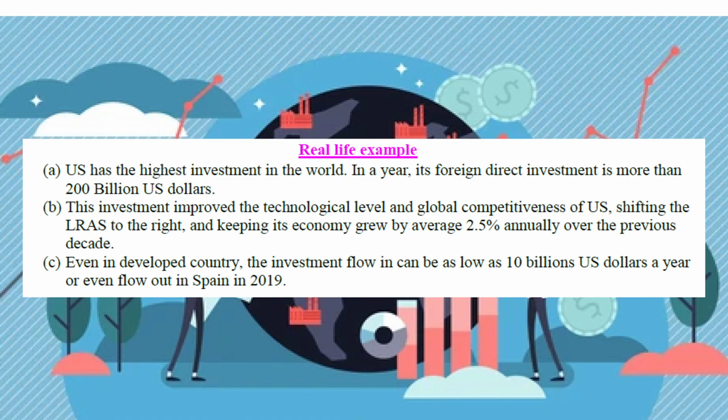And a real life example: the US has the biggest investment in the world in the year. Its foreign direct investment is more than 200 billion US dollars. Crazy. This investment improves the technology level and the global competitiveness of the US, shifting its LRS curve to the right and keeping its economy growing by an average of 2.5% annually over the previous decade. Even in a developed country, the investment flow can be as low as 10 billion US dollars a year, or even a flow out in Spain in 2019.